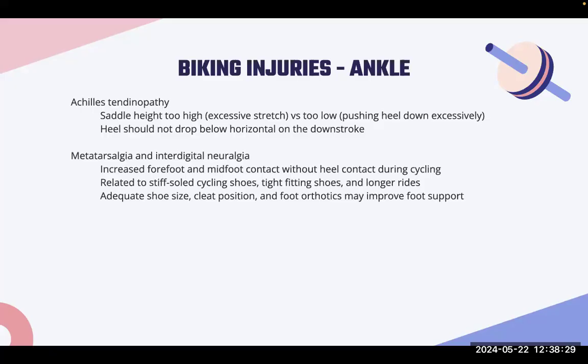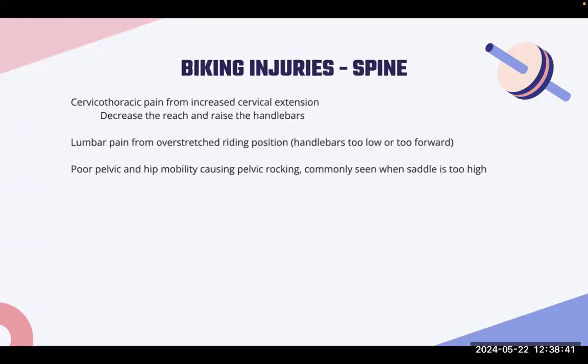And it could also be because of tight fitting shoes, stiff-soled shoes, or just long rides. And so changing the shoe size, the shoe shape, putting orthotics, all of those things can help that anterior foot pain. And then spine. You can have cervicothoracic pain from just extending your cervical area. And to prevent that, you can decrease the reach or raise the handlebars just so you're sitting more of a straight position and not leaning forward.